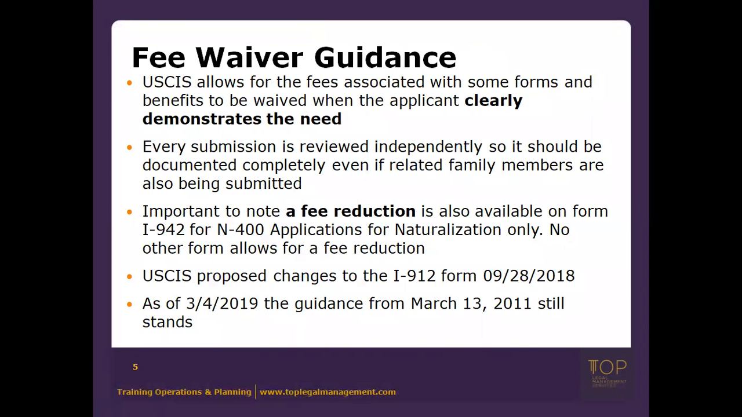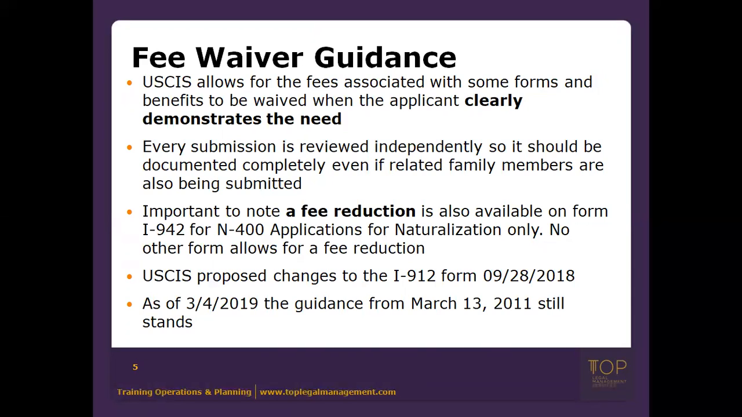I'm just going to give you a little background on the current fee waiver guidance. USCIS allows for fees associated with some forms and benefits to be waived when the applicant clearly demonstrates the need. Every submission is reviewed independently, so it should be documented completely, even if related family members are also being submitted. In the same way that USCIS looks at every application independently, right? Even if it's a family submitting an adjustment of status, in the same way a fee waiver is viewed.